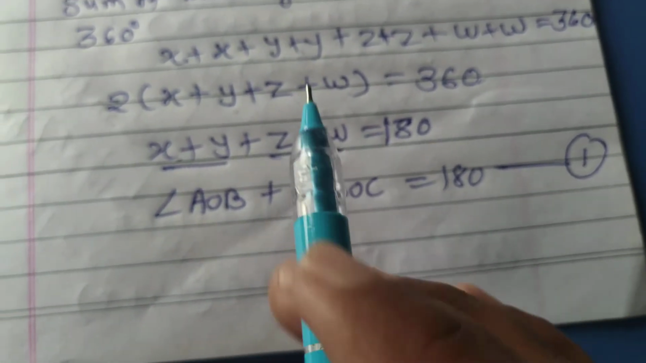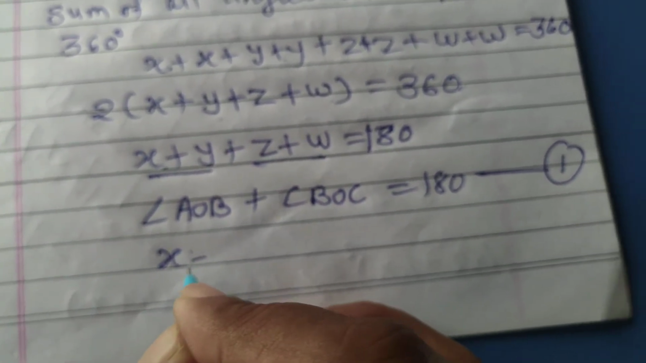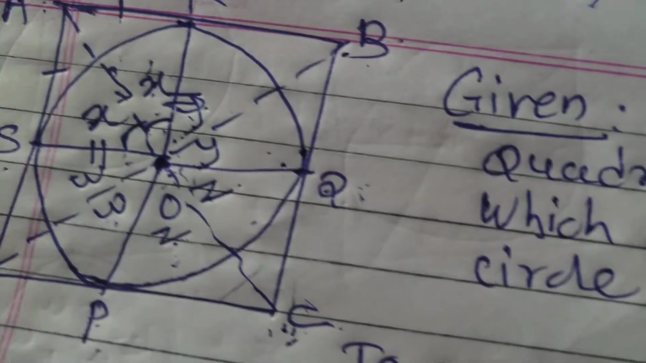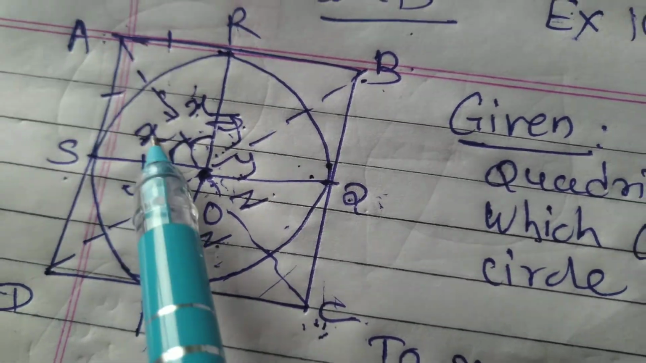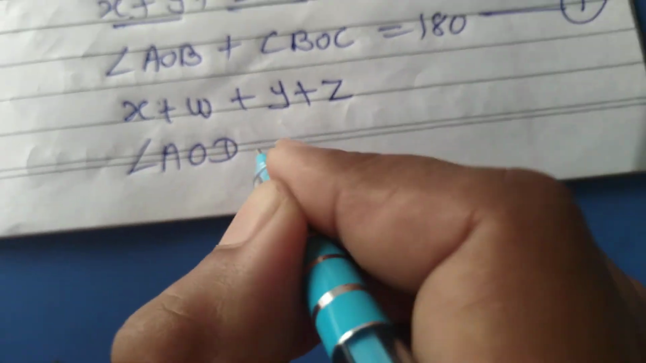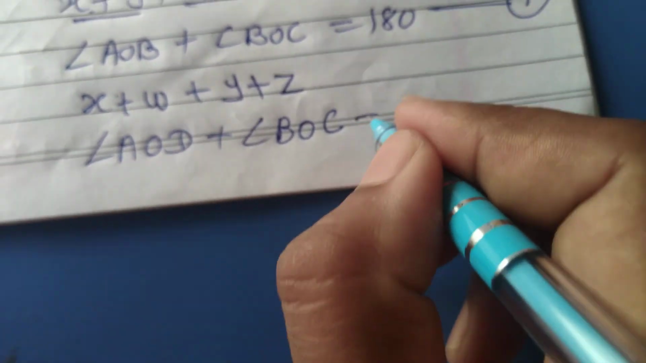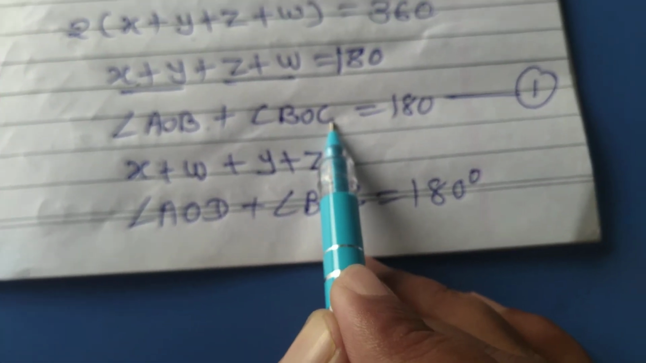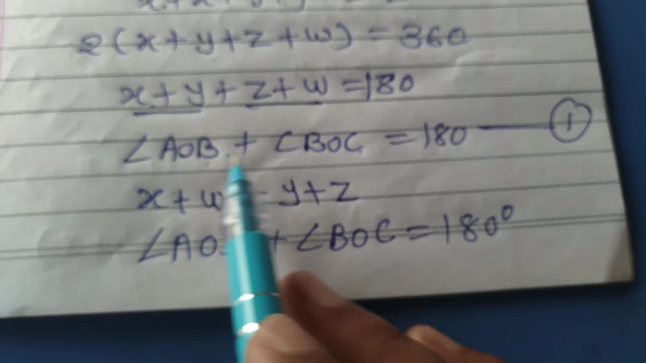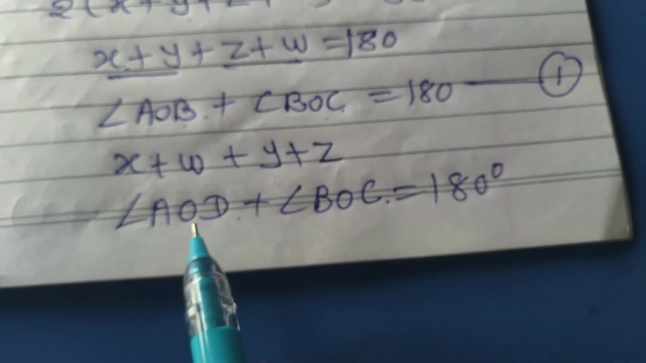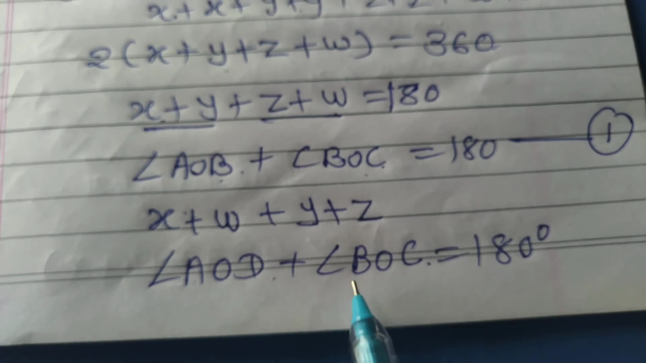Now in the same situation, if we take the pair of x plus w and y plus z, from the figure x plus w means angle AOD, and y plus z means angle BOC. Means angle AOD plus angle BOC equals 180 degrees. Again AD and BC are the opposite sides, and they subtend supplementary angles at center O. That is the proof.